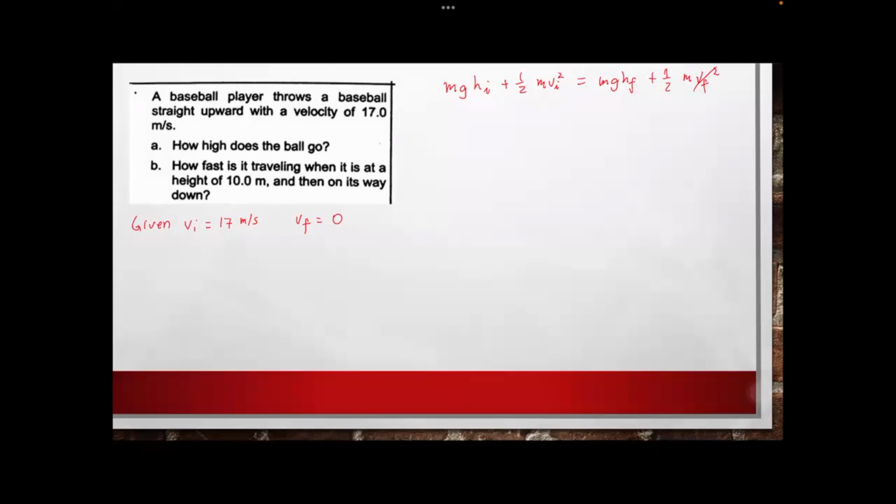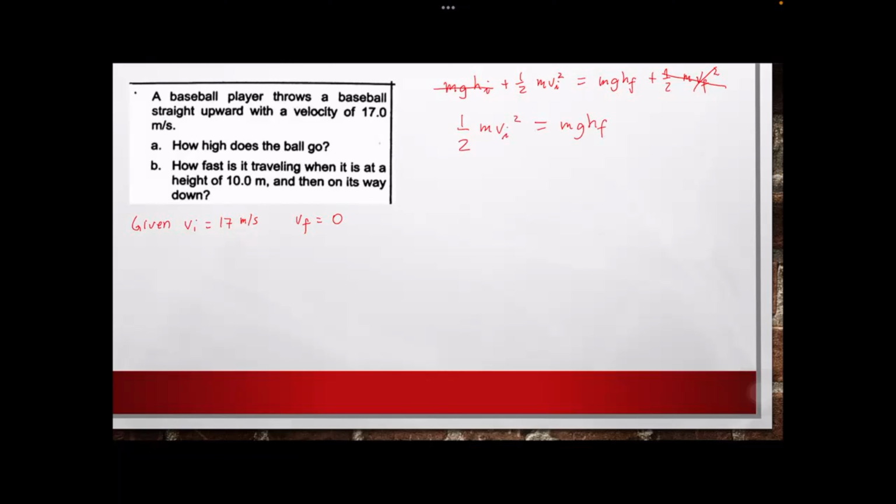So that's 0. Therefore, mawawalan na tong part na to. I say that's 0. Wala tayong final velocity, though we have the initial velocity. Wala din tayong initial height, so wala siya sa problem. So therefore, cancel din to. So anong natira natin? Meron tayong 1/2 m vi squared is equal to mg hf. So for the letter A, how does the ball go?